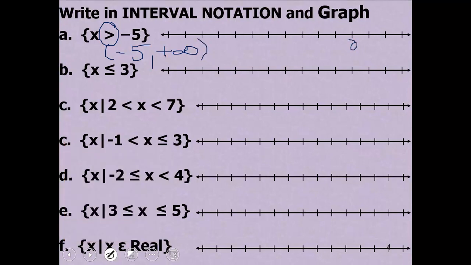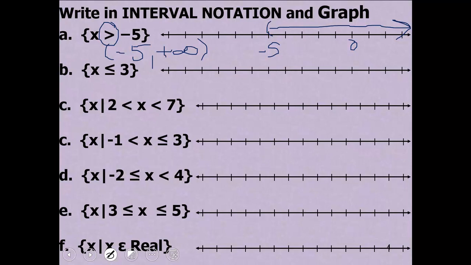Zero, 1, 2, 3, 4, 5. Here's -5. I'm going to have a parenthesis at -5 because I don't have a little equal sign underneath there. It doesn't include that endpoint. And then it's going to go off to the right forever and ever and ever.